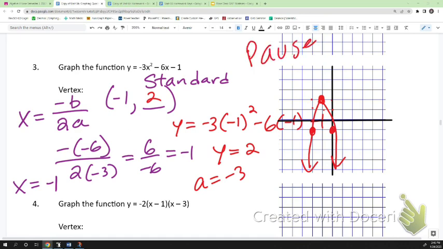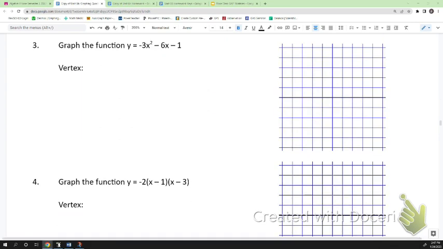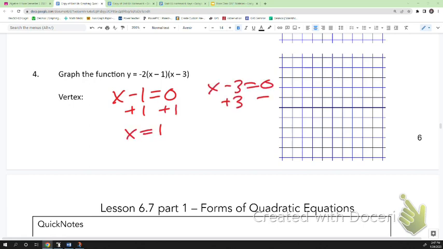Please pause and stop this video as needed if you need a minute to write things down. So the next one's in factored form. And for factored form, we would set each factor equal to 0 and solve for the x-intercepts. This is what we talked about in our last unit. So I know my two x-intercepts.